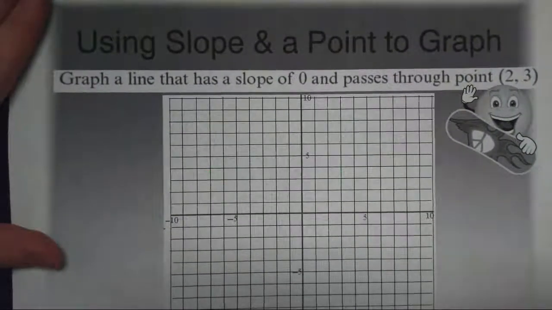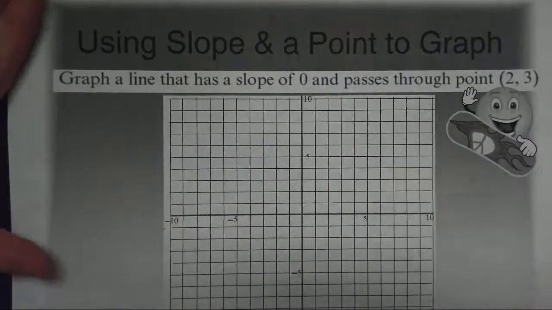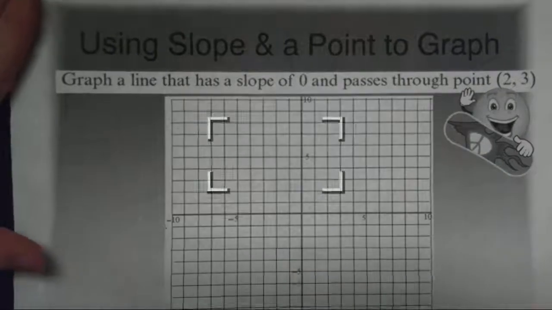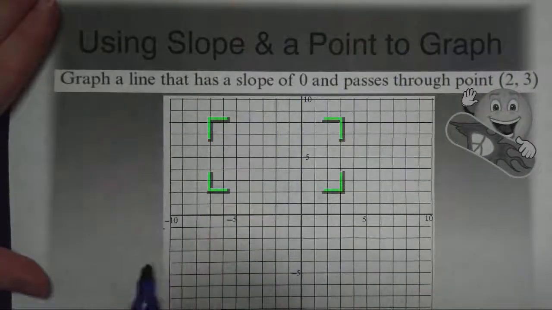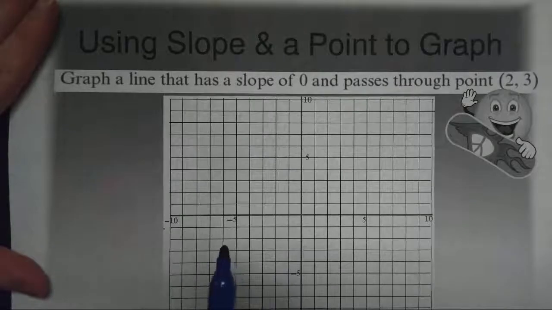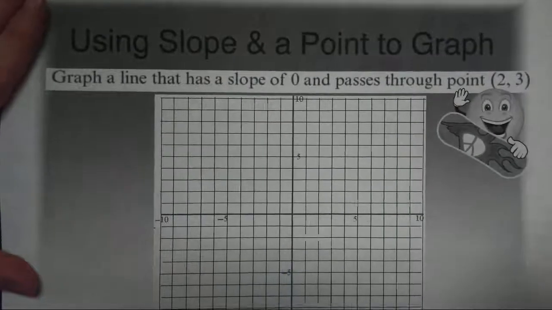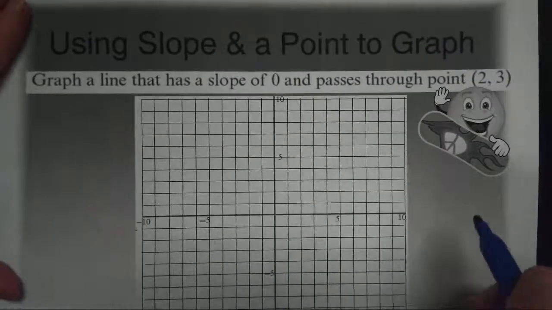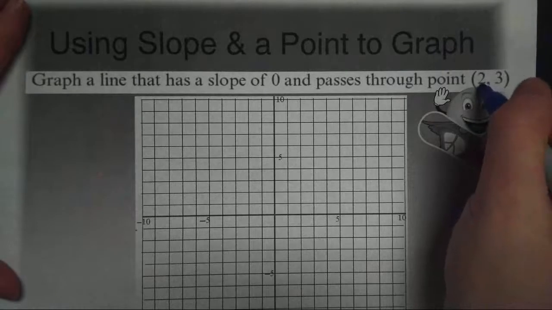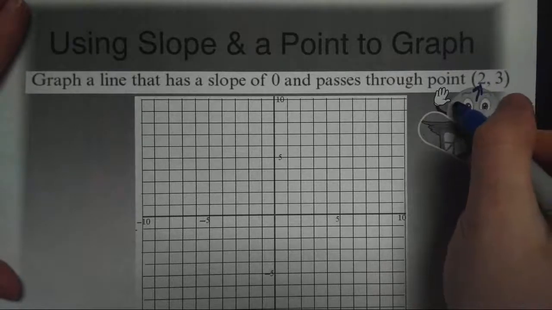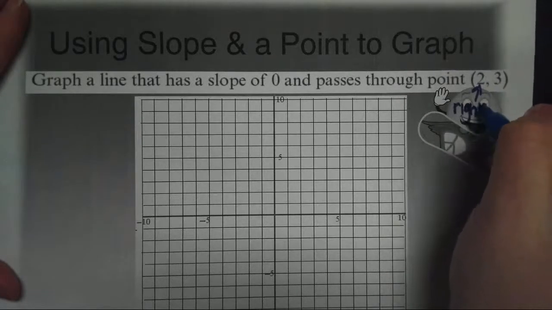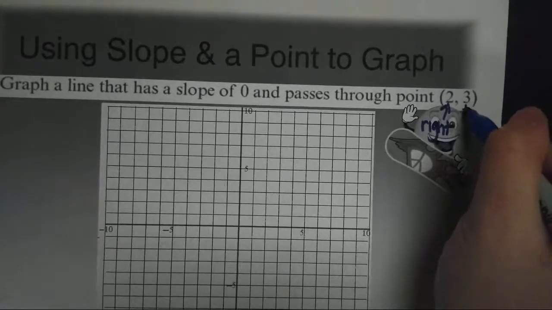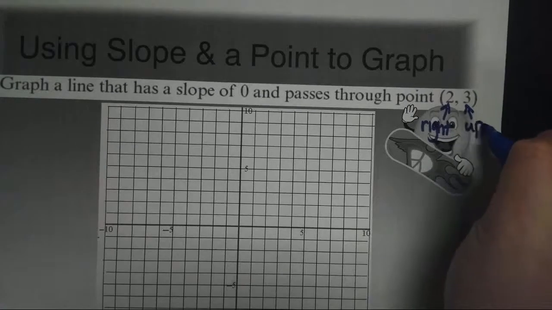In this next example, which needs to be in your notebook, we're going to use the slope and a point to graph again. Now we want to graph a line that has a slope of 0 and passes through the point 2, 3. So again, I'm going to start with the point that I'm given, which is 2, 3. Now this is positive 2, which tells me that I'm going to go to the right, and this is positive 3, which tells me that I'm going to go up.